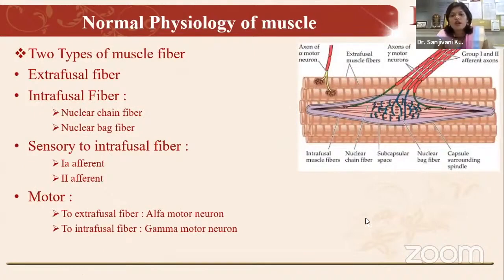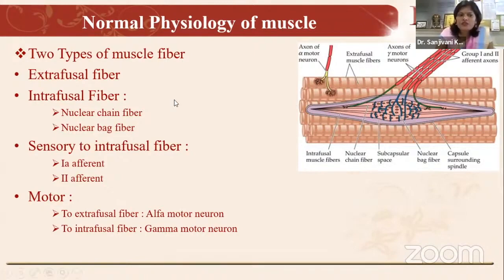Next, now this is tone. We know it is definitely in muscle. But what is the normal physiology behind that? So first we will see the normal physiology of muscle. In that, there are two types of muscle fiber. First is extrafusal fiber. Next is intrafusal fiber.